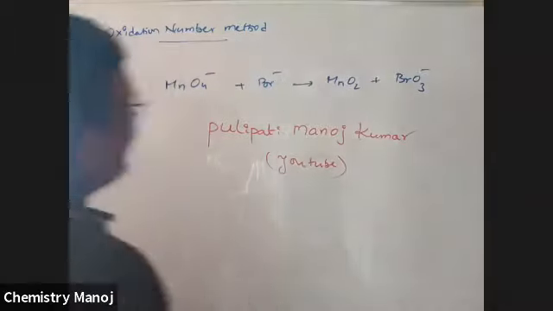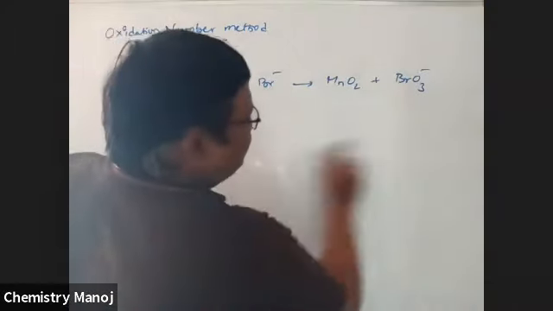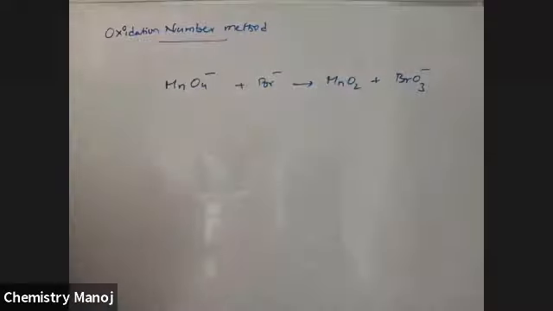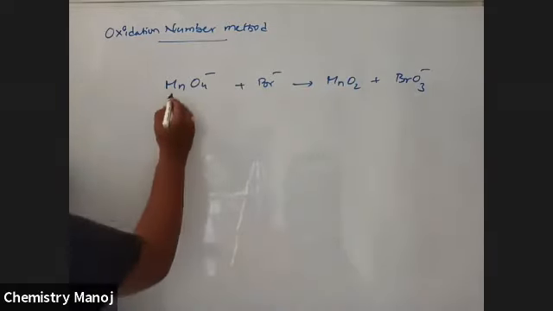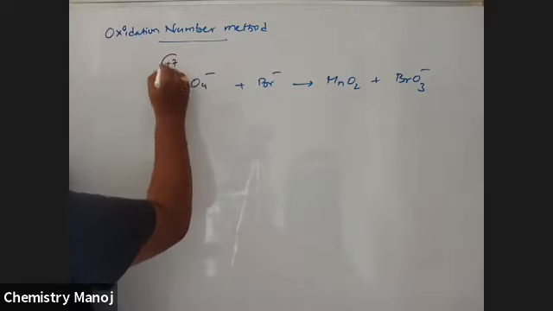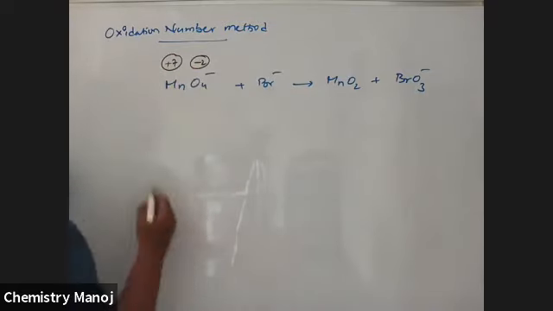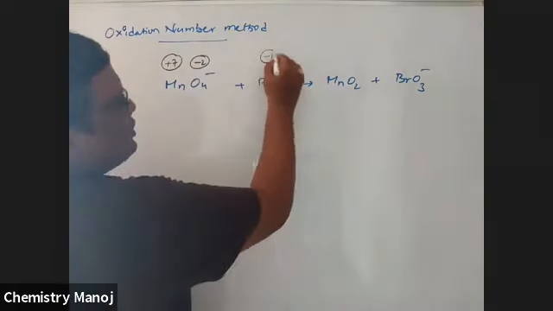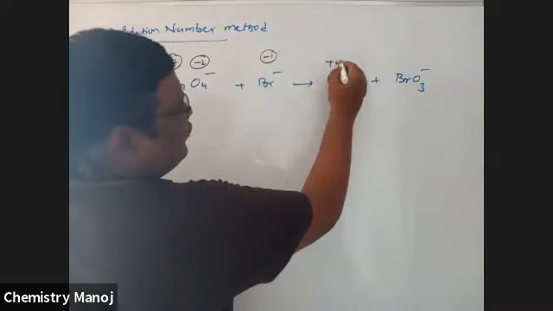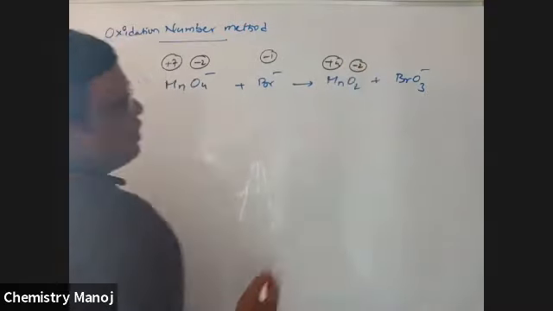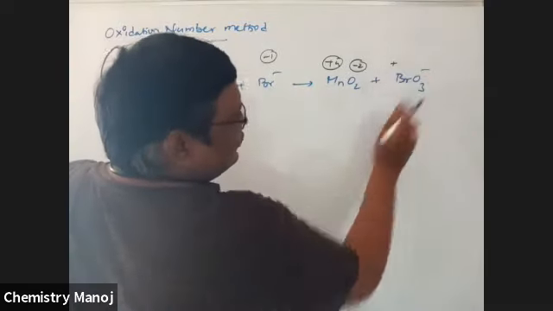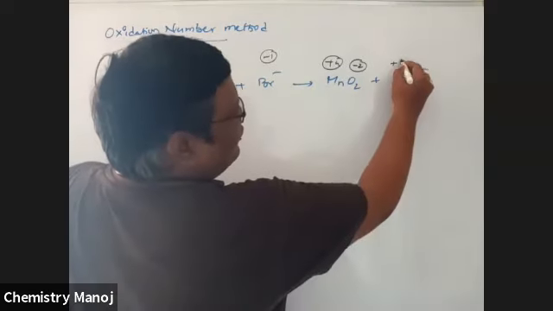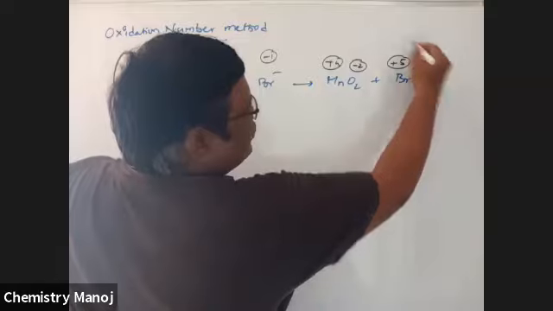Okay, now I'm going to solve this problem. MnO4- plus Br- gives MnO2 plus BrO3-. First, which element is oxidized and which one is reduced? Here manganese is in +7 oxidation state, oxygen is in -2, bromine is in -1. Then Mn is in +4 oxidation state, oxygen is in -2, and bromine here is +5, oxygen is -2.